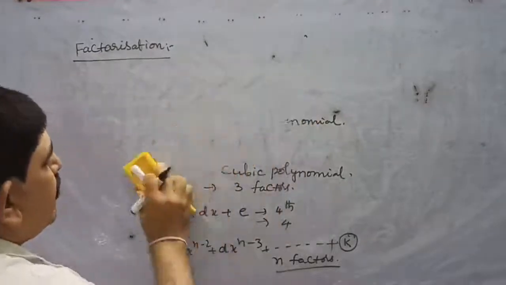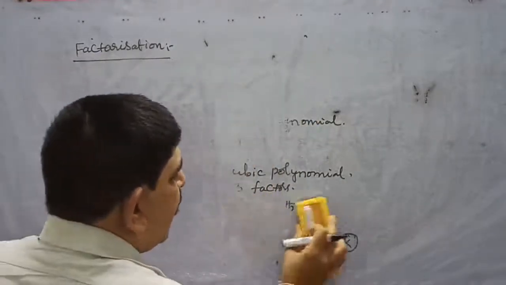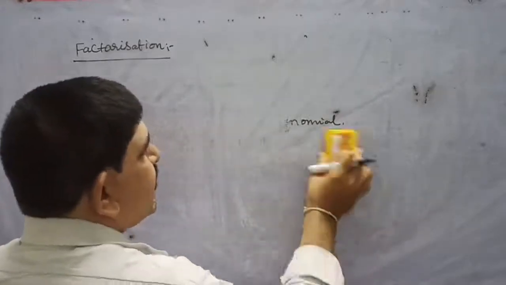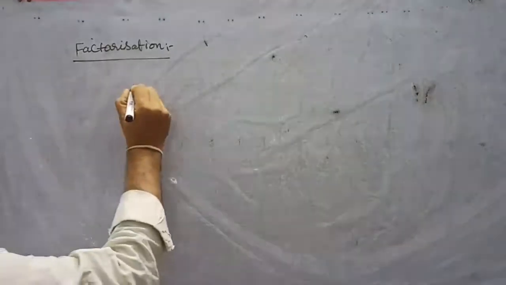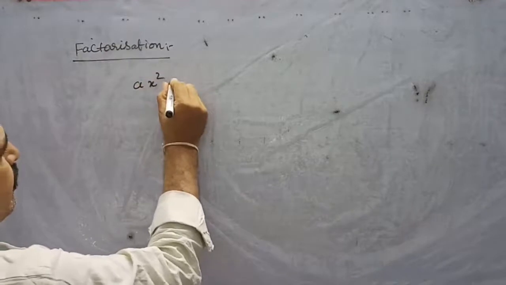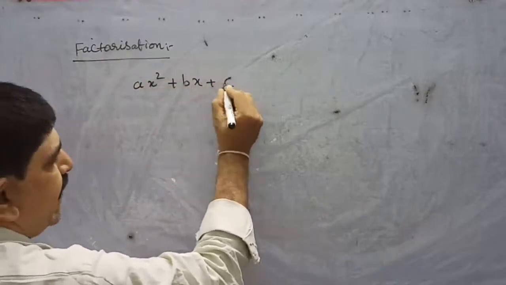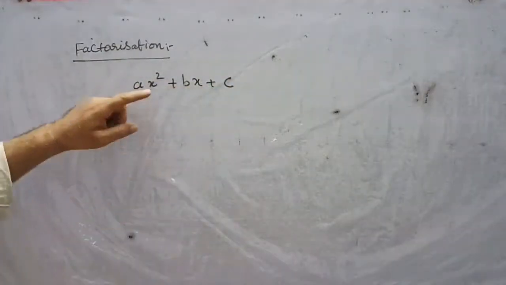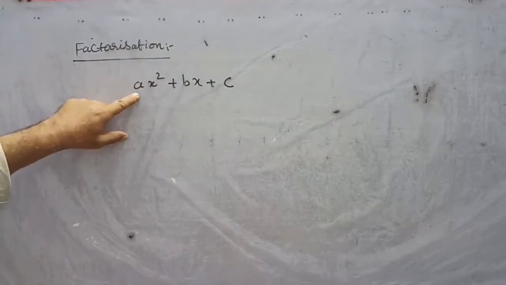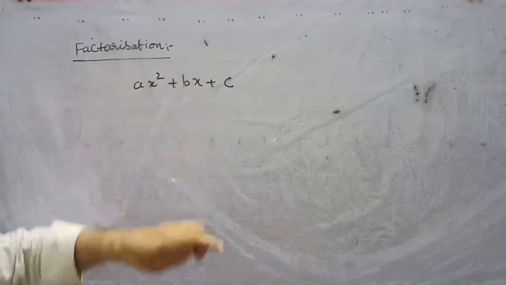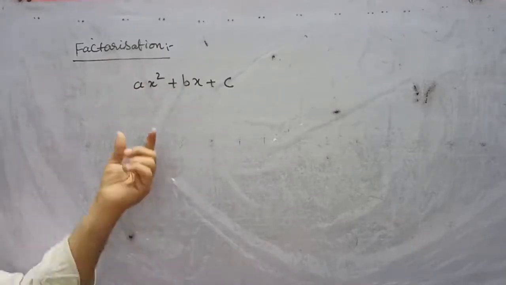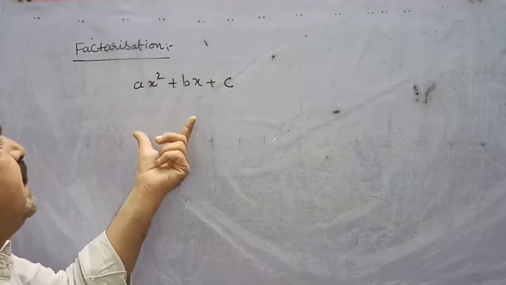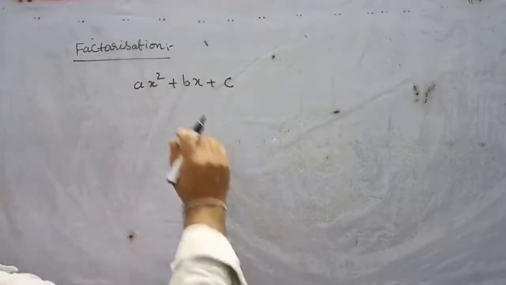Now, today we are going to learn about finding the factors of a quadratic polynomial. Here, suppose ax square plus bx plus c. It is a quadratic polynomial. The general form of a quadratic polynomial is ax square plus bx plus c. To find the factors of this quadratic polynomial, we have to follow some rules. Using those rules, we can find the factors.